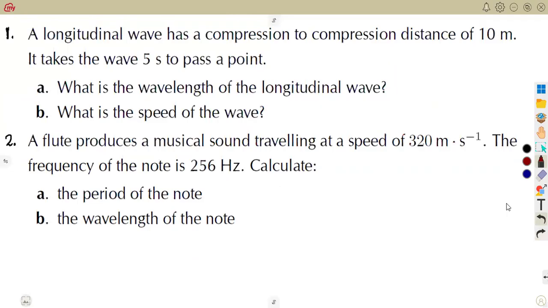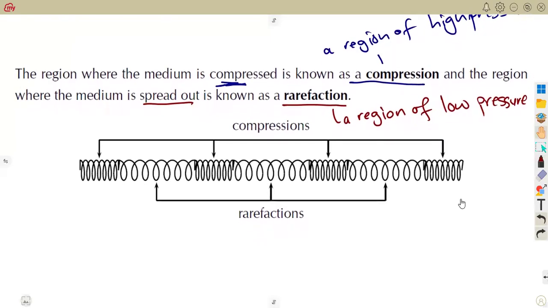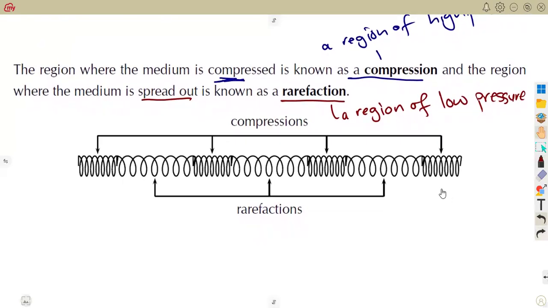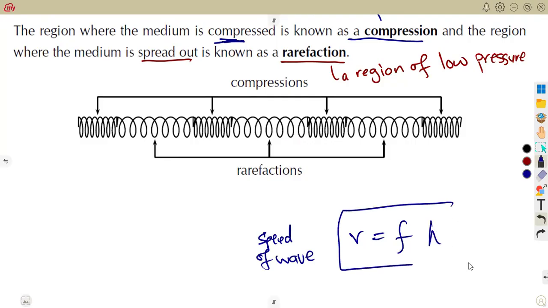We're going to look into these questions. But before that, as you work with longitudinal waves, the formulas will still be the same as what you had before with the transverse waves. Remember the speed of the wave, V, which is given by frequency times the wavelength, lambda, measured in meters per second. That part is still the same. The frequency, but what is the wavelength this time?